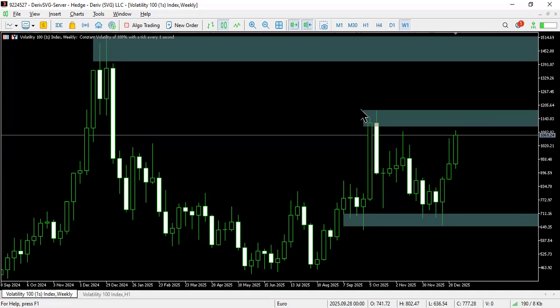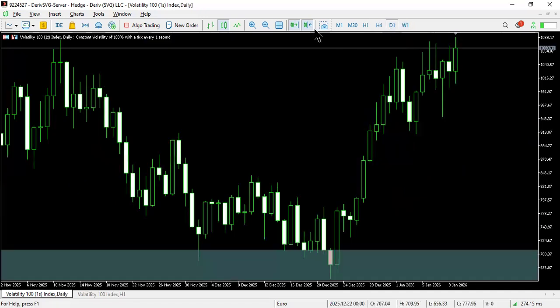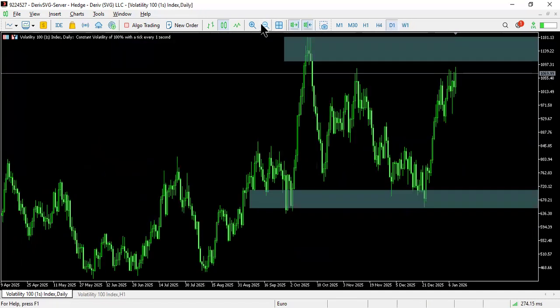I'm still looking for buying opportunities until price comes to that supply zone and gives me reversal signs that it's ready to reverse, and then I'll look for selling opportunities. But until then, the buyers are still pretty much in control, and we'll see what happens if the buyers will break this level and continue to the other key level, or the sellers will step in and drive the price back to this demand zone. But for now, my bias is still bullish.